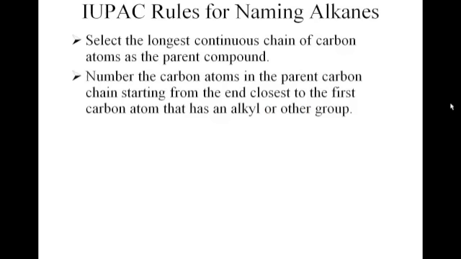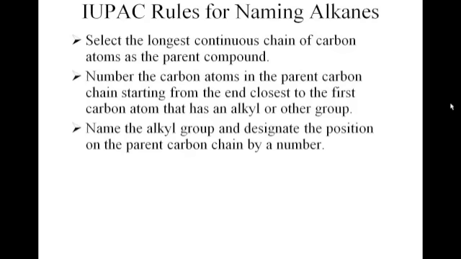So let's go back to our rules. We've already selected the longest continuous chain of carbon atoms, named that as the parent. Now you're going to number the carbon atoms in the parent chain, and you're going to start from the end closest to the first substituent, the first carbon that has another group attached to it. You're going to name the group that's attached to it and designate the position on that parent chain by using a number, or what we call a locant.